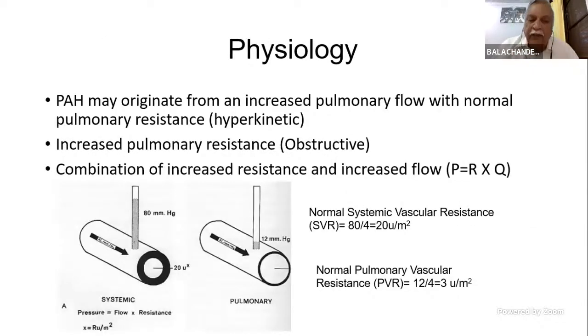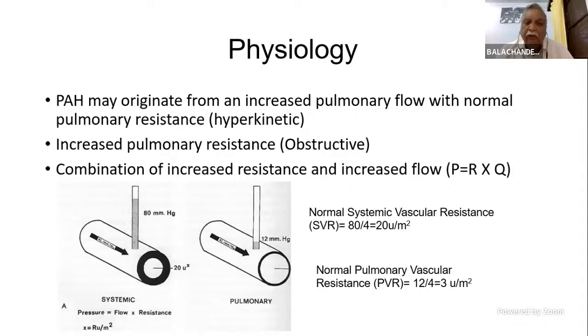Now, look at this slide very carefully, because this is the physiology. And once you master this, you'll be able to determine everything. The PH may originate from increased pulmonary blood flow with a normal pulmonary resistance. So blood flow, resistance, left atrial pressure, etc., are operative. Here, when you say hyperkinetic, that means there is an increased pulmonary blood flow and normal or only slightly raised pulmonary vascular resistance. When you say increased pulmonary resistance, it is an obstructive flow. And there is an intermediate group where there is a combination of increased resistance and flow.